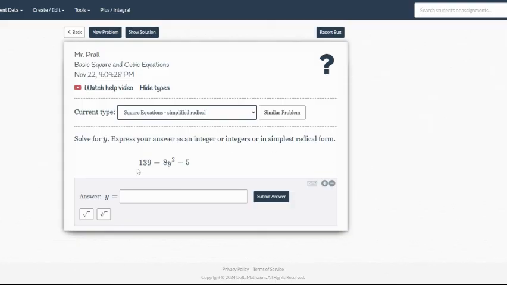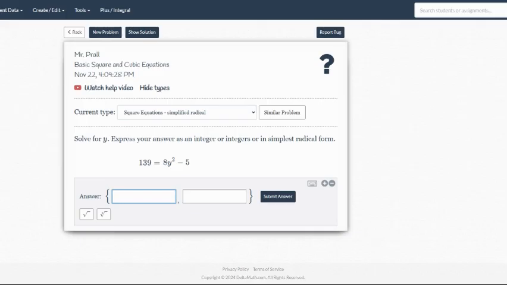All right, so we had just solved this equation, 139 equals 8y squared minus 5, and we had two answers. We had positive or negative 3 radical 2. So there's two answers to this equation, and right now in my answer spot, I only see a place for one. So what I'm going to do, I'm going to click this plus sign right here, and now it breaks it up so that I have two different answers. And now I'm just going to type in what my two answers were.